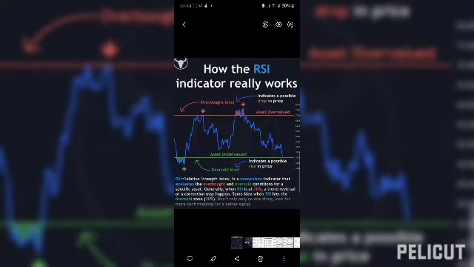As promised, I said I will be talking about the RSI in my next video, and here it is. RSI simply means relative strength index. Relative strength index is measured in percentages. So let's go right into it.